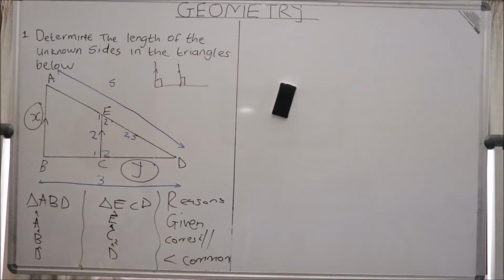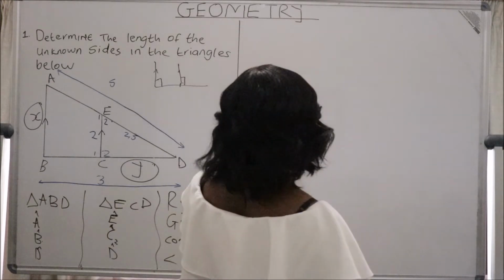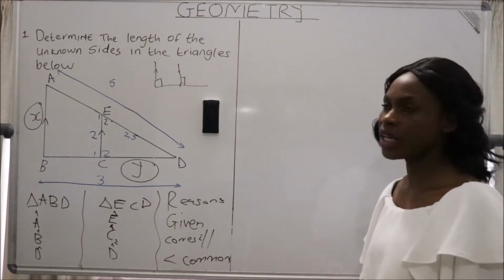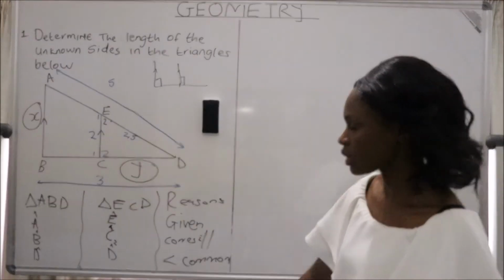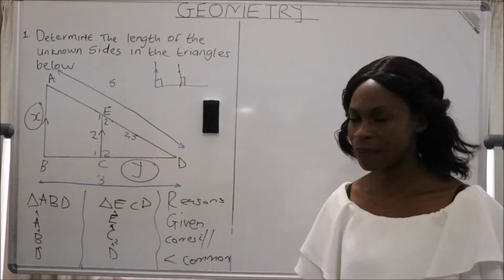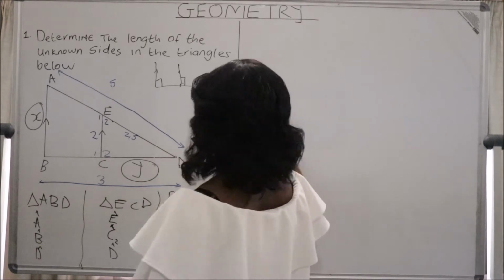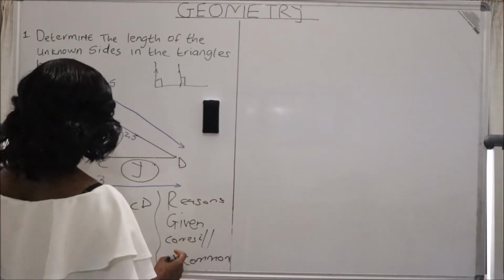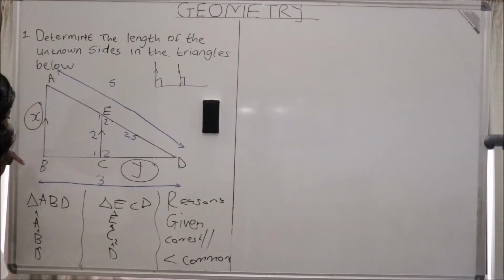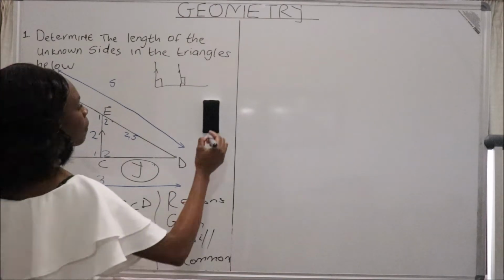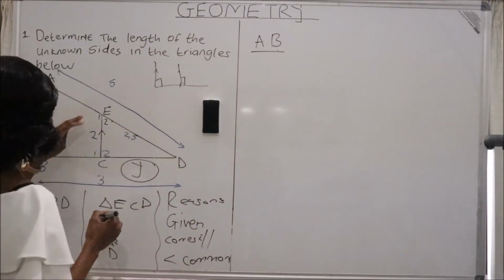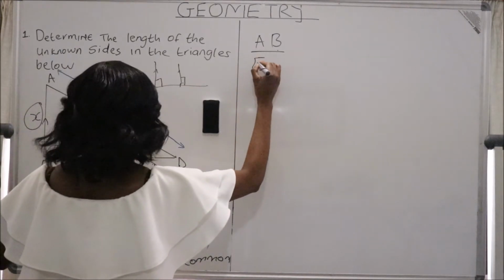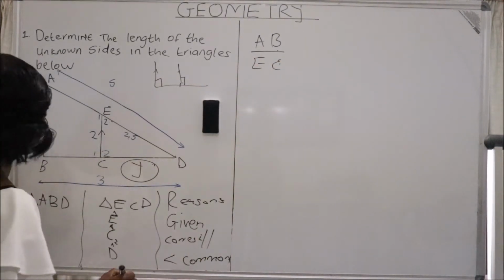Alright, and then moving on, now that we have proven that those two triangles are similar to each other, that's not the question anyway. The question is to determine the unknown sides, which are X and Y. Alright, and then from here, what we need to do is to use the corresponding sides. That means that AB, the corresponding side for this one is EC. They are proportional to each other.